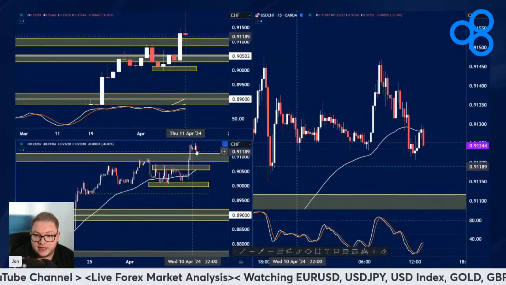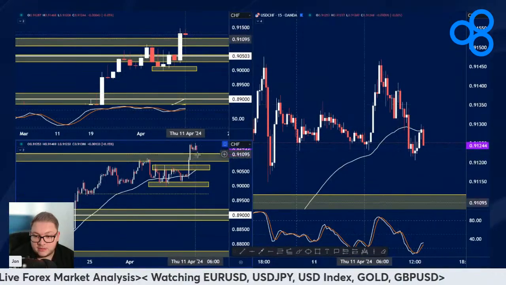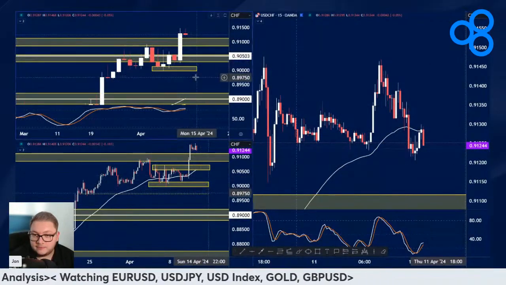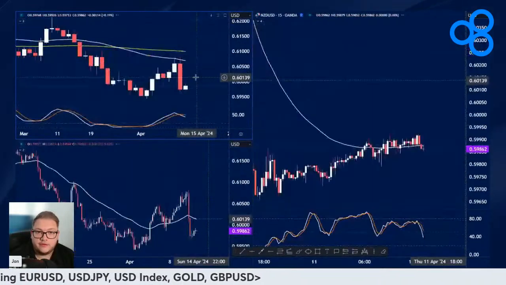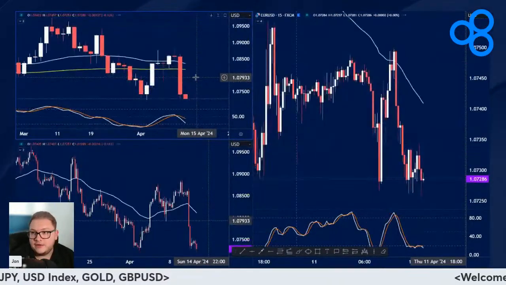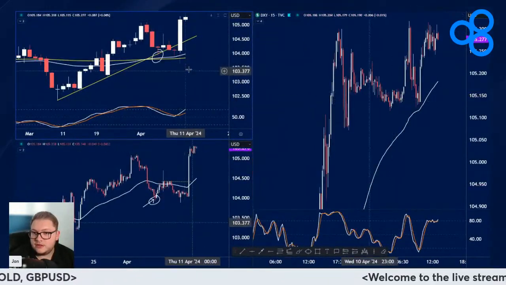And then obviously CPI data fulfilled that move there. I'm out of positions at the moment, waiting to see what happens, obviously, in terms of the US dollar. If we head up to the dollar index, seeing how that is positioned at the moment.